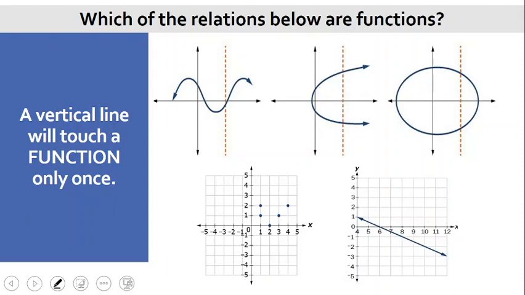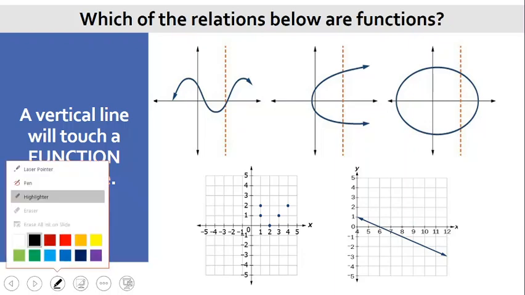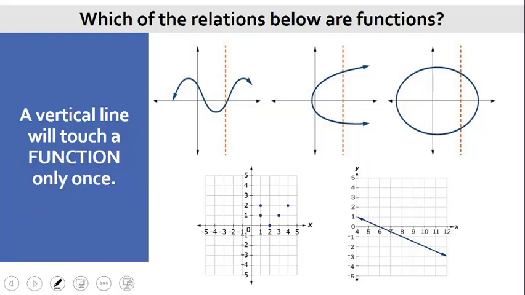When you are given a graph, you need to test the graph with a vertical line. If the vertical line touches the graph only one time, that means the graph represents a function. Now we are going to use the vertical line to test each of these graphs to determine whether they are functions. So now this is my vertical line.